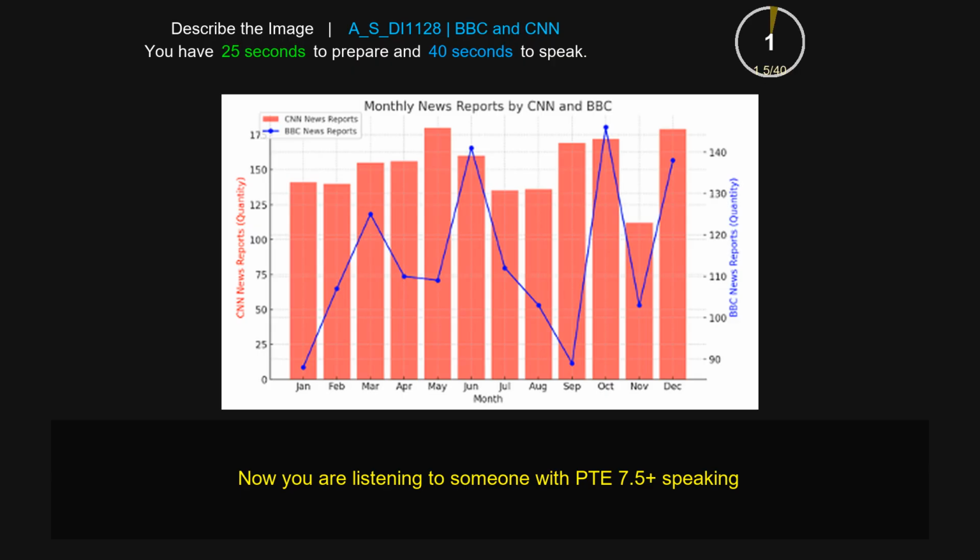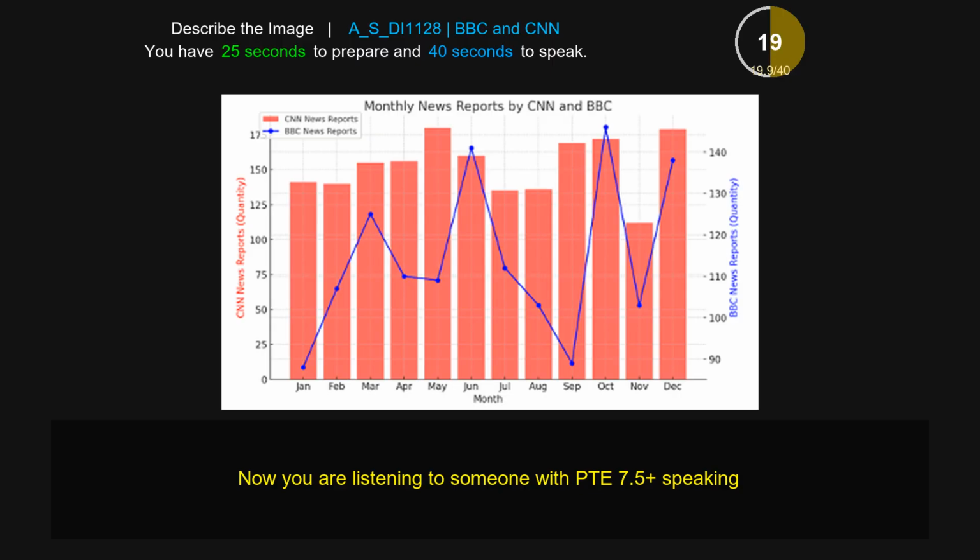This image is mainly about monthly news reporter by CNN and BBC. Firstly, it shows January, February, March, and April. Secondly, it gives information about 150, 125, 175. In addition, it includes BBC news reporters' quantity.